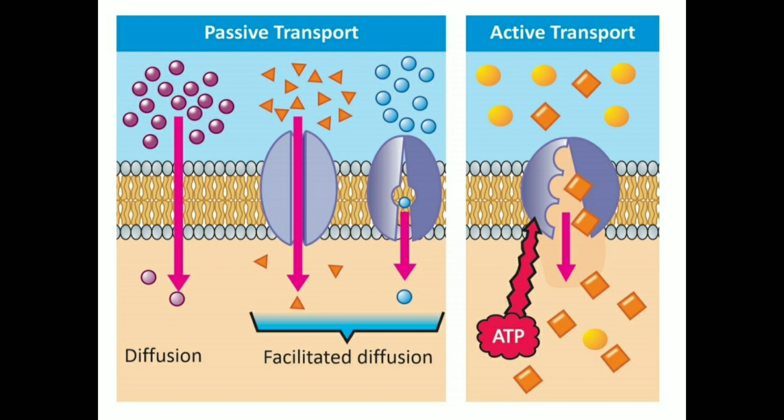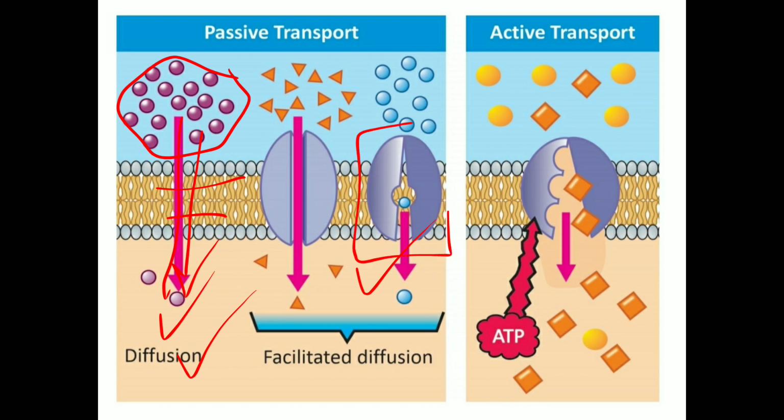See the diagram, this shows diffusion from a region of higher concentration, transported across the cell membrane, across the phospholipid bilayer, to a region of lower concentration. So here you can see there is a carrier protein involved in the transport of substances from a region of higher concentration to a region of lower concentration.